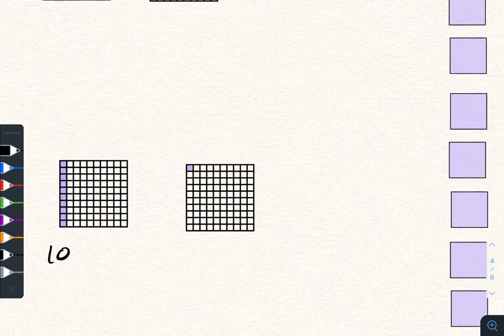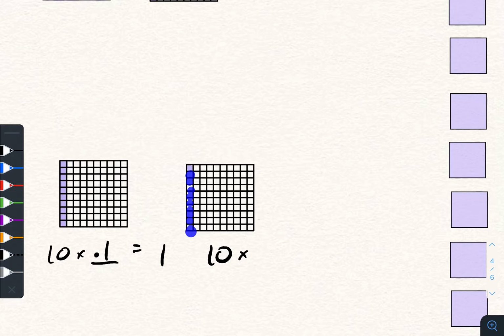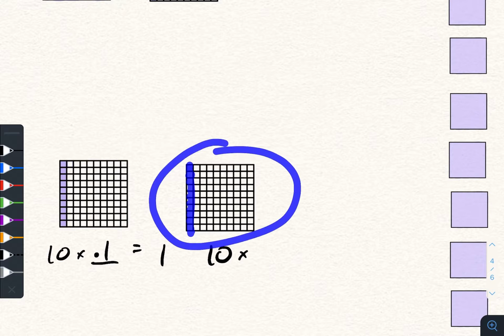So here we have 10 hundredths, or just 1/10. And so 10 of these is going to make just 1. So each of these is just 1/10, so 10 groups of 1/10 is going to equal 1. And then over here we have 1/100. And so if I were to take 10 of those, I'm going to make up 1/10 of the square.